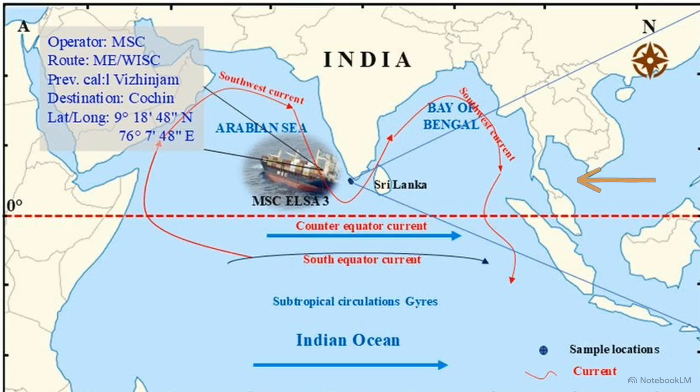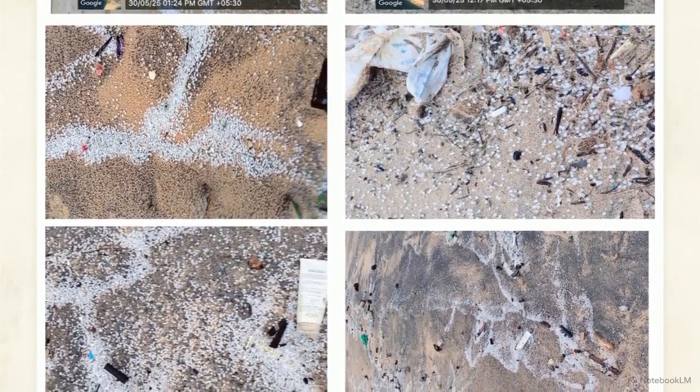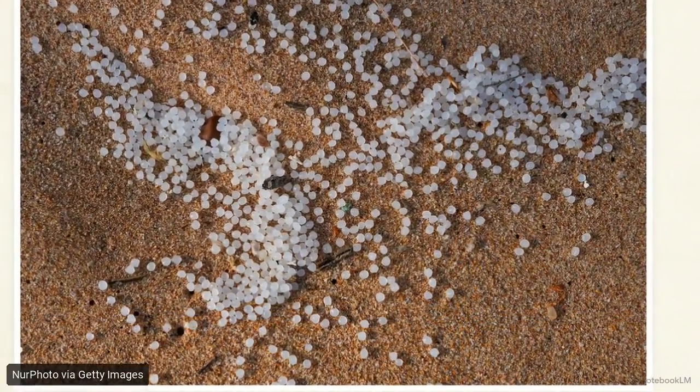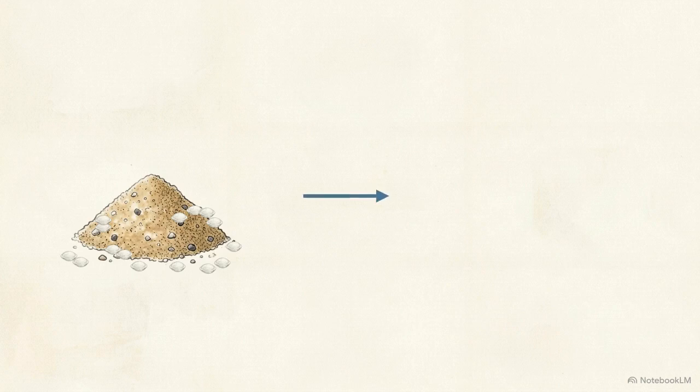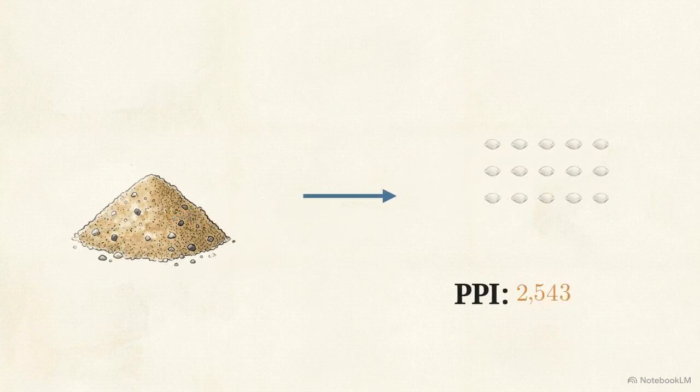far as Kanyakumari. These small white specks are nurdles, pre-production plastic pellets that serve as the raw material for manufacturing. Millions of them are now embedded in the shoreline. This video is a training guide on how to accurately survey a beach. We will cover the specific steps required to isolate these pellets and calculate standardized pollution metrics.